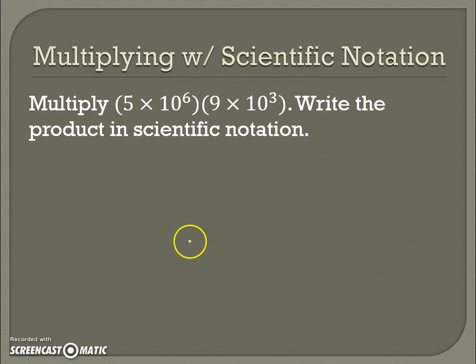All right, so multiplying with scientific notation, it says multiply 5 times 10 to the 6 times 9 times 10 to the third. Write the product in scientific notation. First, we're going to rearrange this just like we were doing the other day, because of the commutative property. So I'm going to multiply 5 times 9, and then I'm going to multiply my powers of 10. I can do this because everything is multiplication, and I'm using the commutative property.